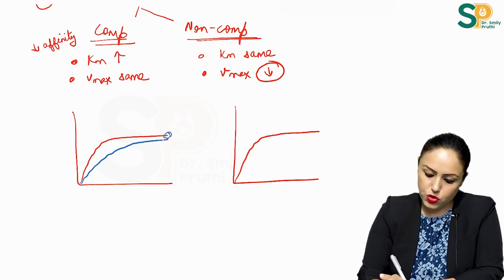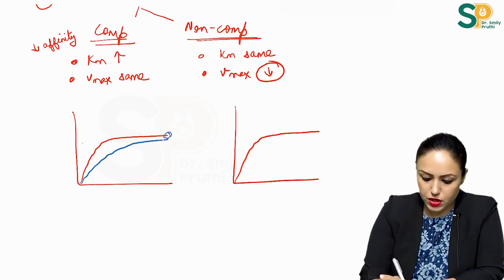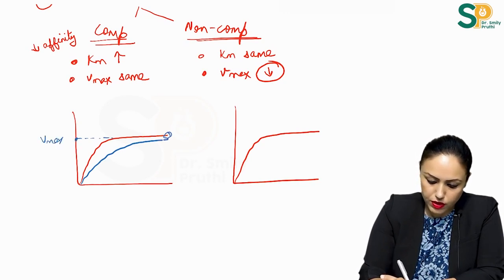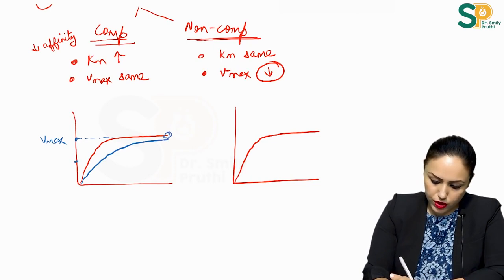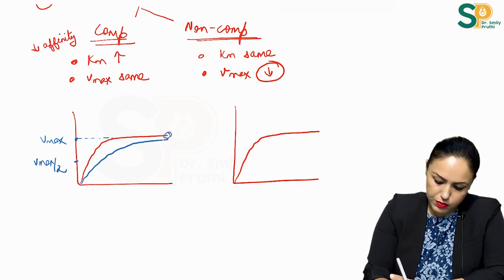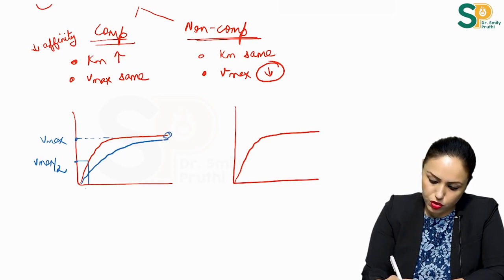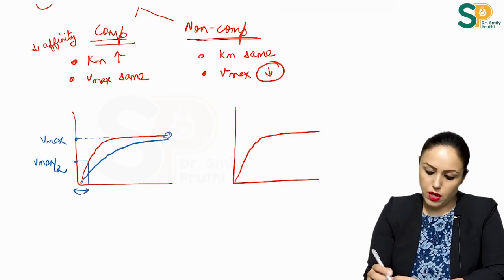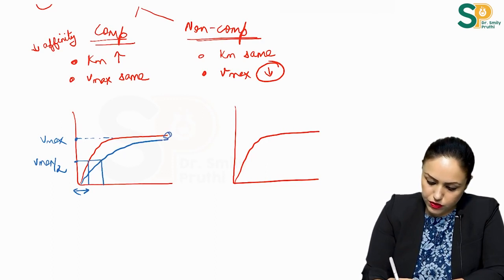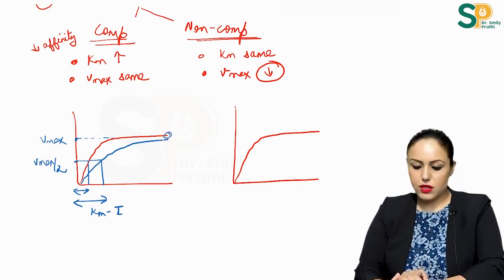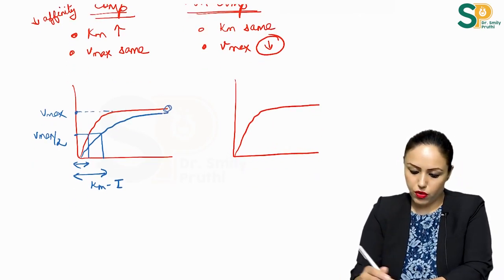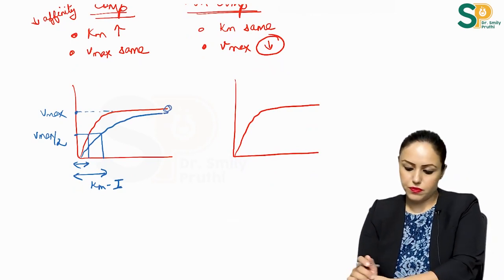And what will happen to Km? Km is increased. So look here, this point on the y-axis is Vmax. So almost this point will be half of Vmax. This will be Vmax by 2. Now extrapolating this point, for the normal graph, if I extrapolate, this much value is Km. For the inhibitor graph, this value will be Km. So can you see Km for inhibitor is increased, right?